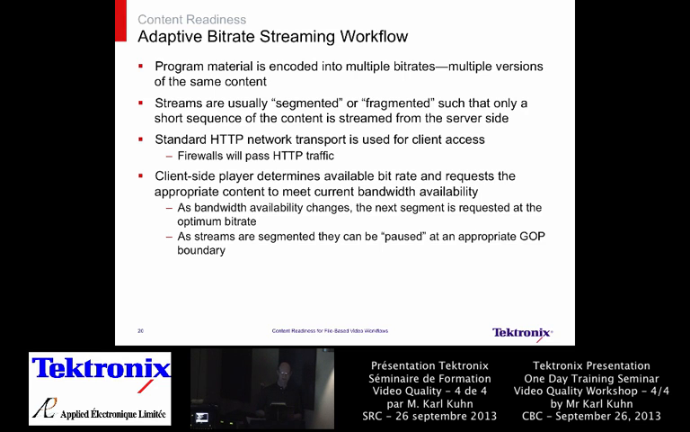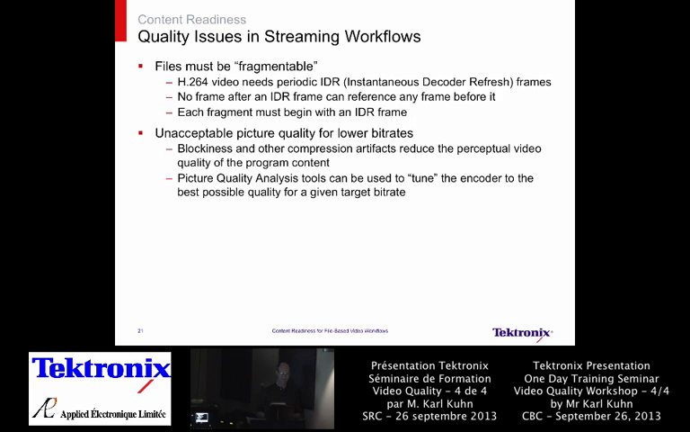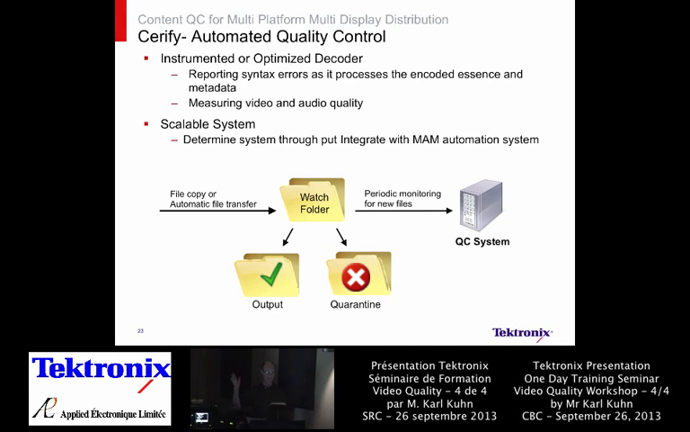Firewalls will pass HTTP traffic because it's not considered an attack. Anything new here is tedious to code refresh. We talked about that earlier. Unacceptable picture quality at lower bit rates. And that's where people get annoyed by the blockiness, the blotchiness. Might not be real macro blocks, but it's kind of a blotchy, blurry look the picture gets if it's over compressed. People don't like that. Small screen, you can get away with a lot. Big screen, probably not. We have a watch folder.